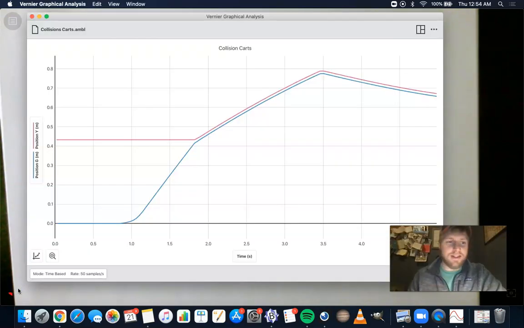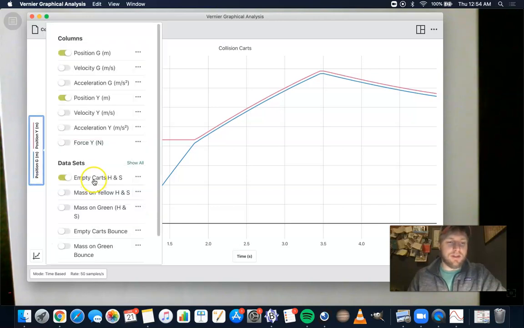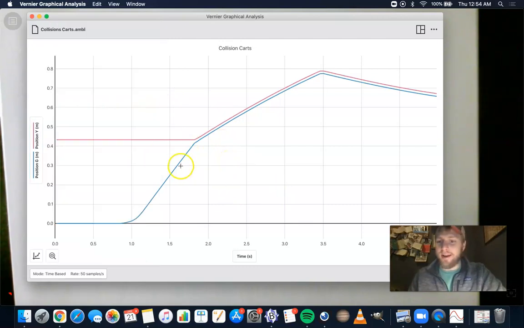Alright, so here is the data that I collected. If you're using the data file, this is the one called empty carts, hit and stick. Notice I've got the position of the green cart from the video, the one I pushed, and the position of the yellow cart, the one that was originally stationary. I'm not sure why, but this changed colors on me. That's okay. So again, this is the cart that was sitting 45 centimeters from the end, just waiting. This is the cart that I pushed.